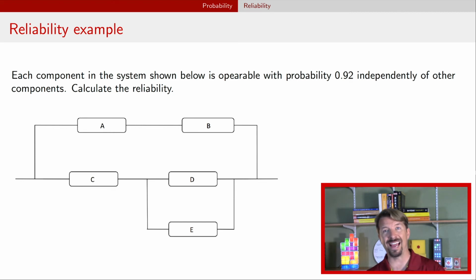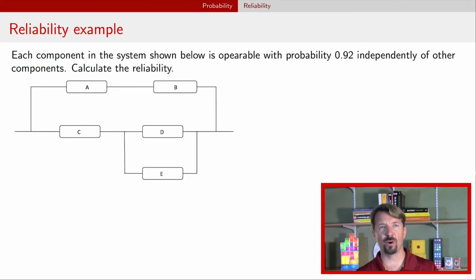The way we're going to tackle calculating reliabilities is to think about subsystems that are entirely parallel or entirely serial, calculate that subsystem's reliability, and then, in our minds, create a new component that is that subsystem. Let's suppose that in this system, each of the individual components has a probability of operating correctly of 0.92. So A, B, C, D, and E all have a probability of 0.92 of working correctly.